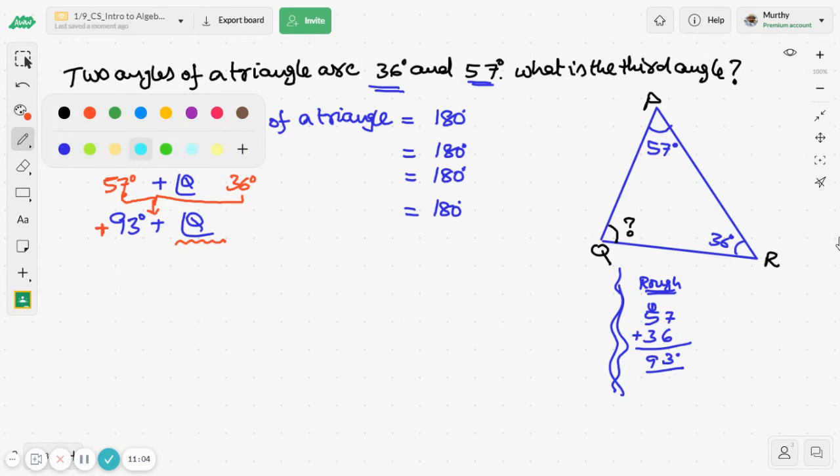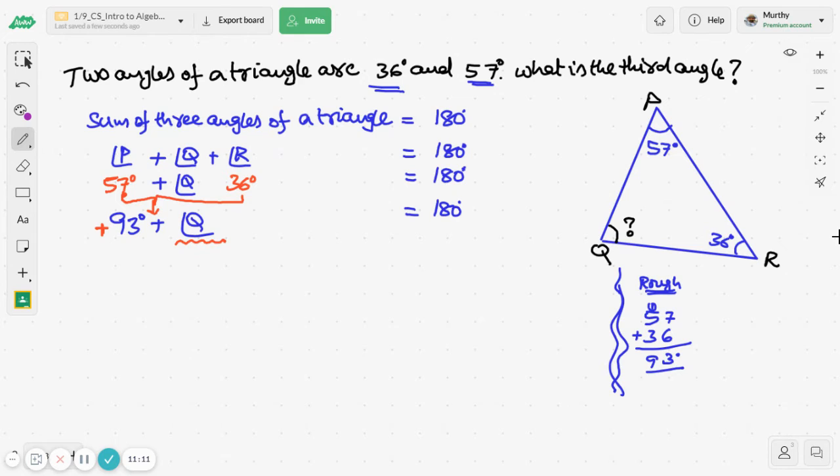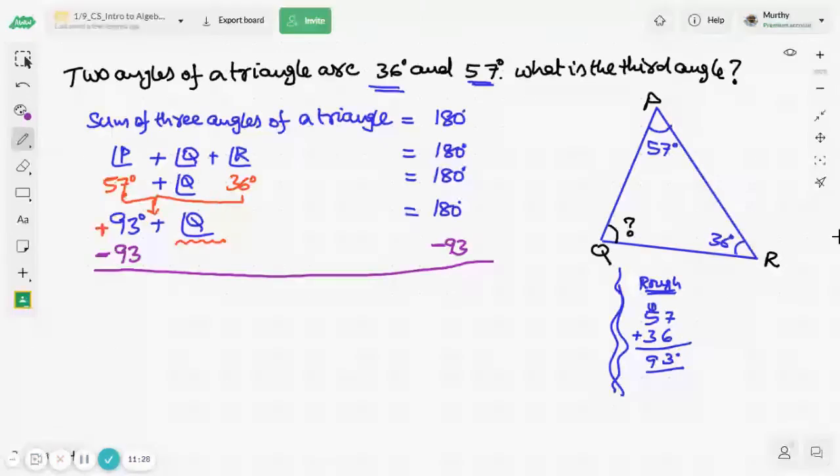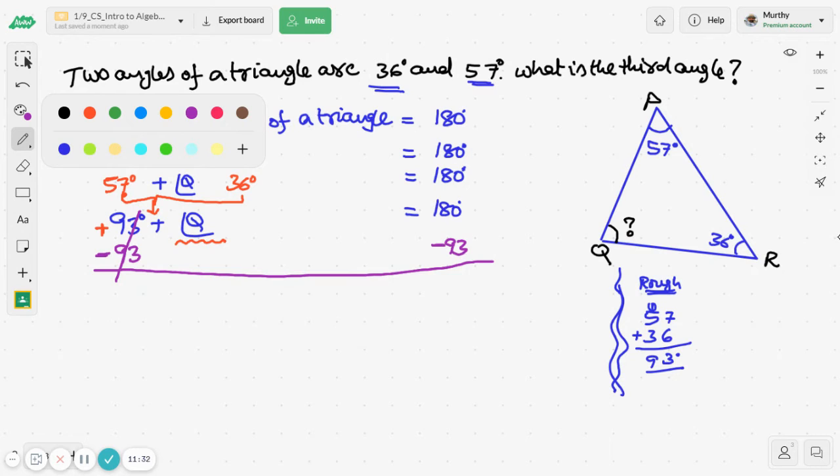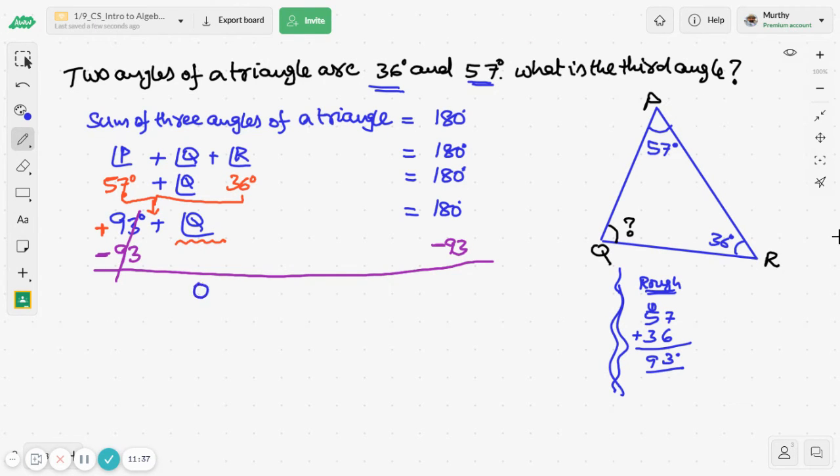So what is the inverse operation of positive? Negative. So negative 93. Don't forget to balance. On both sides, we have to take negative 93. Positive 93 and negative 93 both get cancelled, because 93 take away 93 is nothing but 0. So 0 we need not copy.